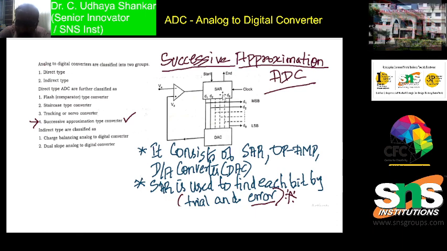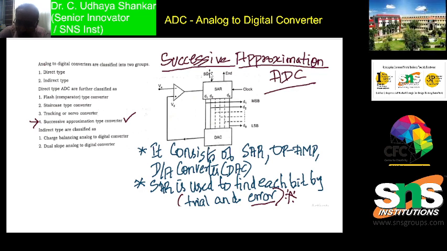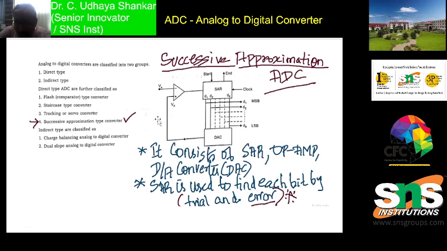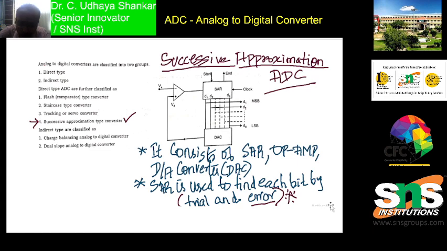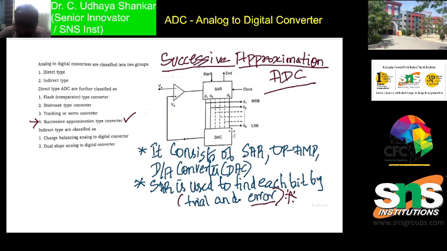One is the SAR, the other one is the OPAMP, then the third one is the DAC. Only if you have all these three can we connect them accordingly and build this successive approximation type ADC. So you know what a DAC is. A DAC is nothing but it converts the digital signal to an analog signal.